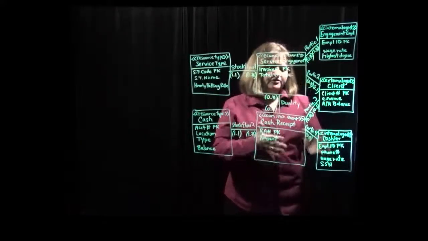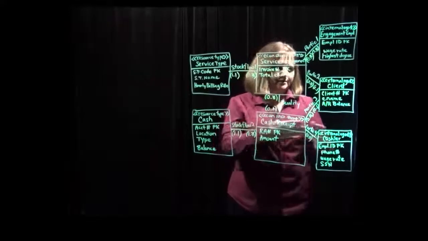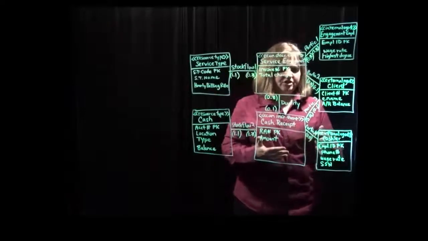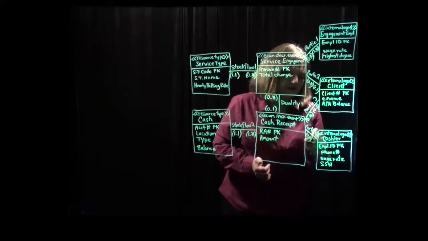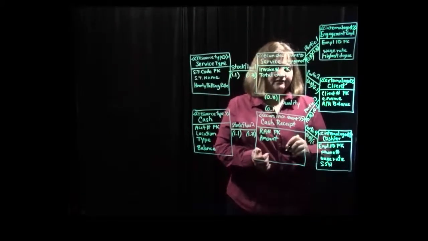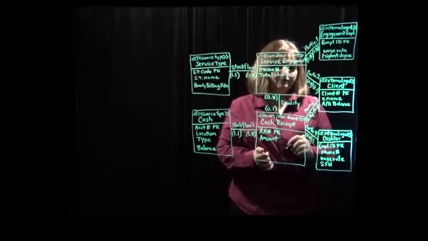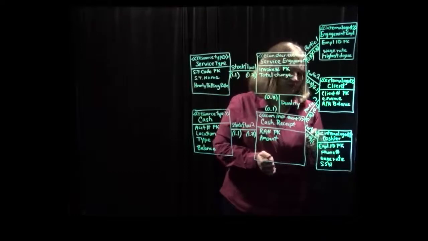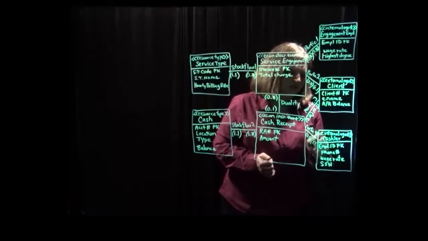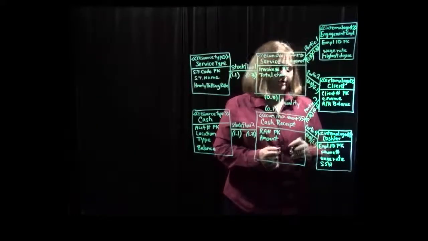And then we start from the other side. Must every cash receipt be processed by a cashier? And in this case, they are all processed by cashiers. And in fact, it tells us that each cash receipt is processed by exactly one of the cashiers. And so that gives us both the minimum and the maximum of 1.